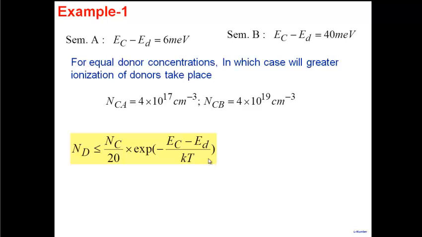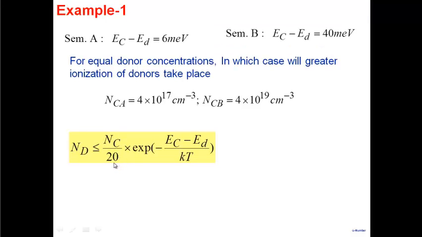It's not too hard to remember. You know that EC matters, and EC minus ED matters, right? NC matters and EC minus ED. Whenever you have an energy, you will always have e to the power minus (EC minus ED) by KT. You will always have an exponential divided by KT. And this is NC by 20. So it's not hard to remember.